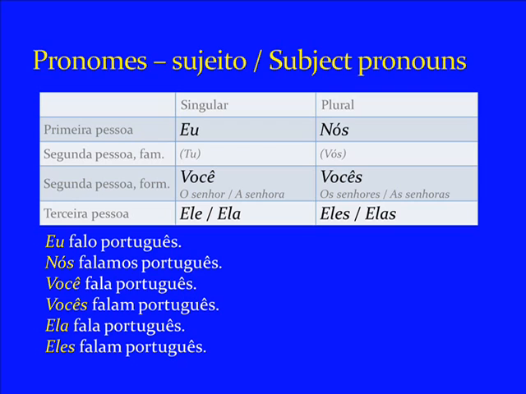So here we have some examples of how those subject pronouns are used with verbs, taking the verb falar, to speak, as an example. Eu falo português, I speak Portuguese. Nós falamos português. We speak Portuguese. Você fala português, you speak Portuguese. Vocês falam português, you all or you guys speak Portuguese. Ela fala português, she speaks. If I wanted to say he speaks, it would just be ele fala português. And they speak. Eles falam português.